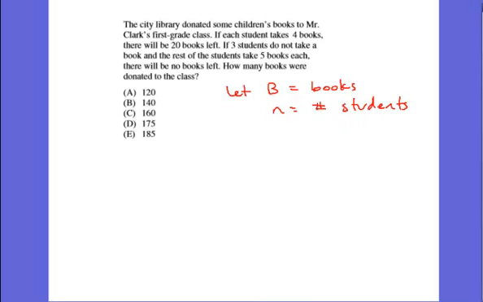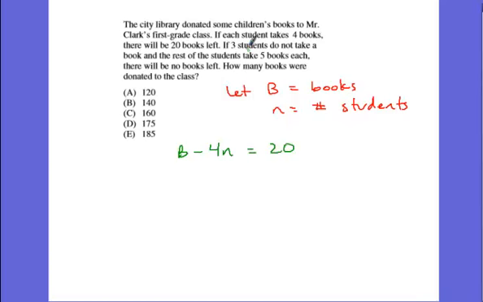So when I set up to solve this, I take my first sentence: if each student takes 4 books, so that's 4 times n, there will be 20 books left. So if we take the total number of books and you remove 4 for each student, there's going to be 20 left. So here would be one equation that I can create.